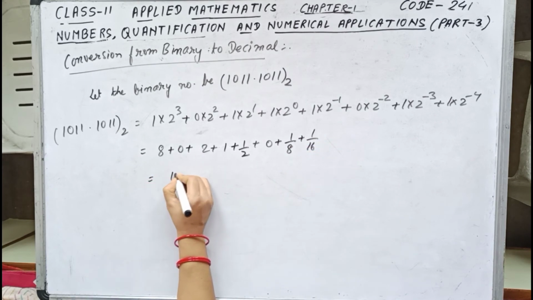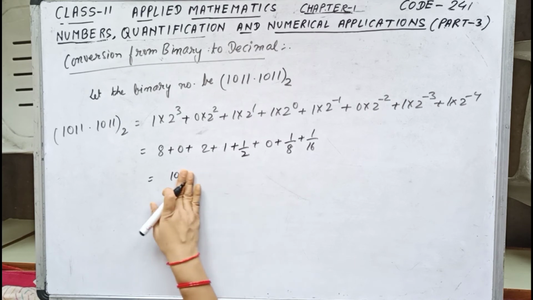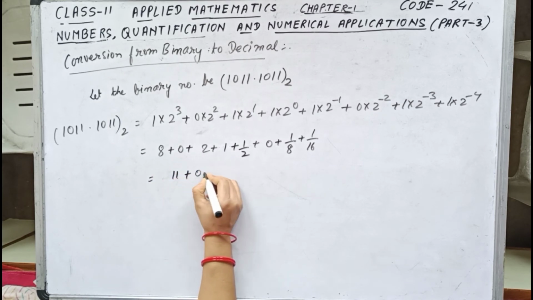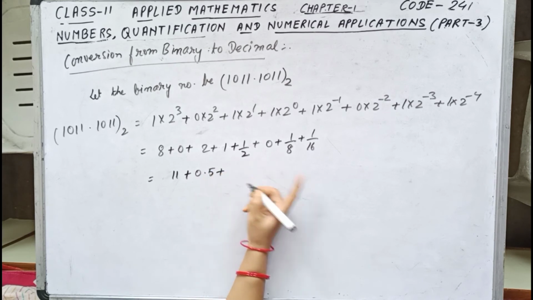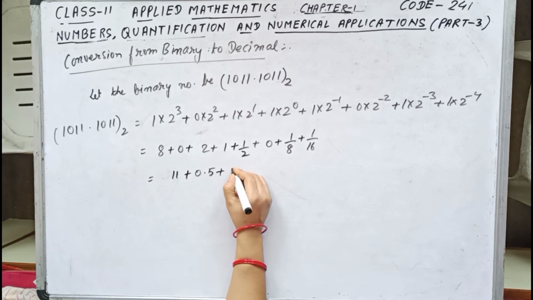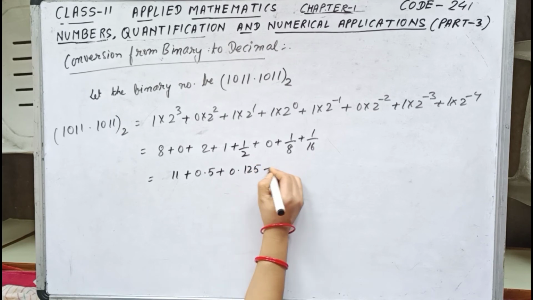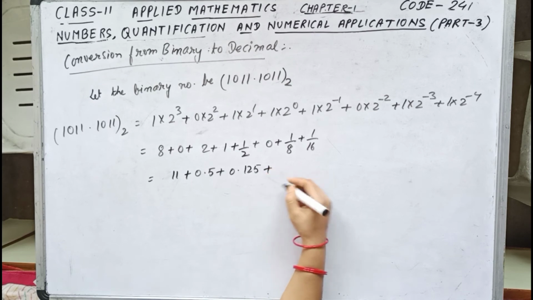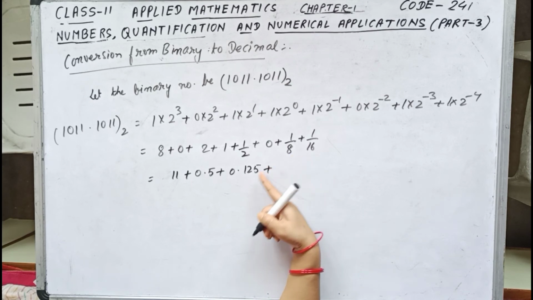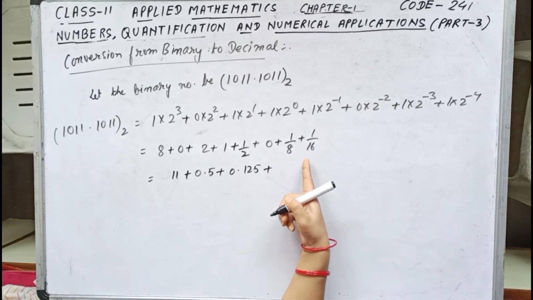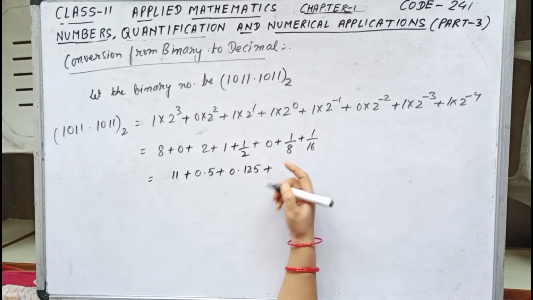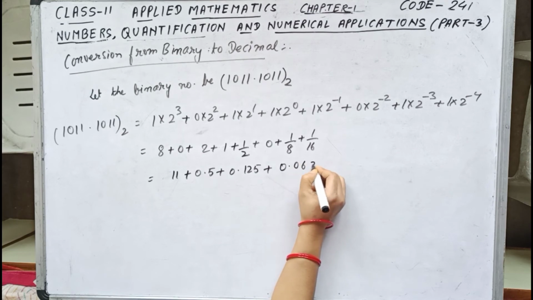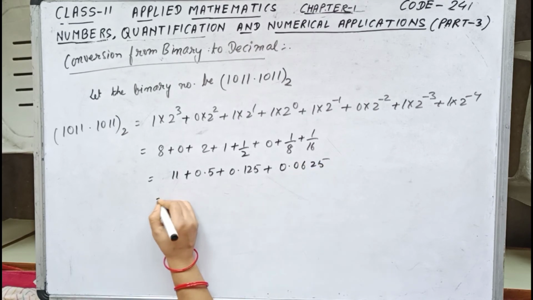Now 8 and 2 is 10, sorry, this one is 11. 8 to 10 and 1 is 11. 11 plus 0.5, and 1 by 8 we have calculated right now as 0.125, and 1 by 16. So we can divide this also, means we have calculated 1 by 8 as 0.125. If I want to take 1 by 16, I can divide this by 2. So it will be 0.0625.